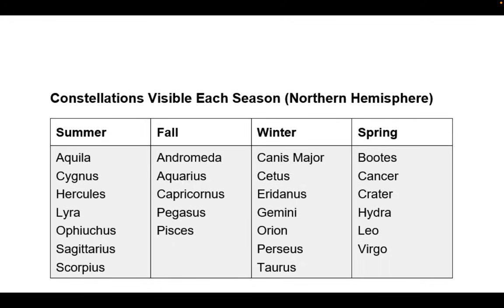So here are just some constellations that are visible each season, specifically towards the northern hemisphere. I just wanted to list this in case someone out there is an amateur astronomer who likes to look at the nighttime sky, like me.